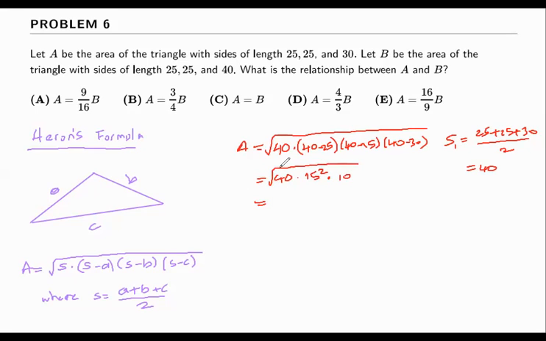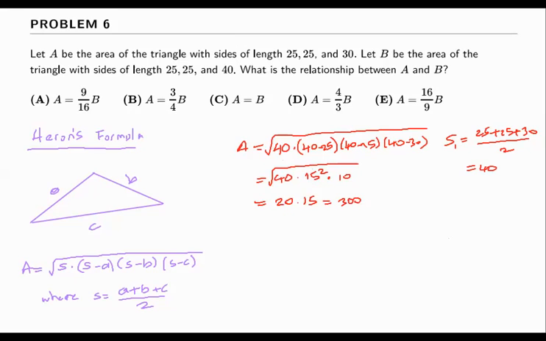Since we have a square root, it's good to have some perfect squares inside. 15 squared is already a perfect square. If you multiply 10 by 40, that's 400. 400 is 20 squared, so the square root of 400 is just 20, and the square root of 15 squared is 15. So there is no square root anymore. That is going to be 300.